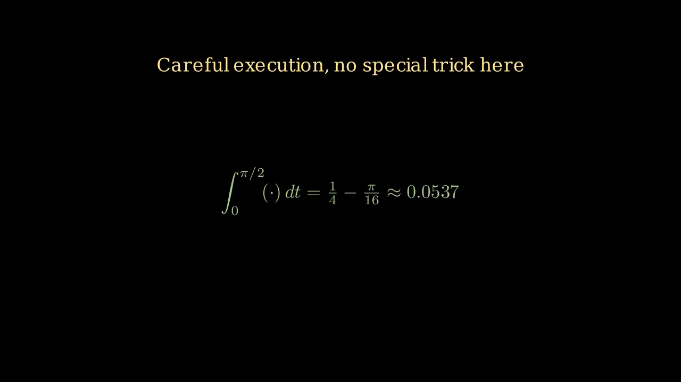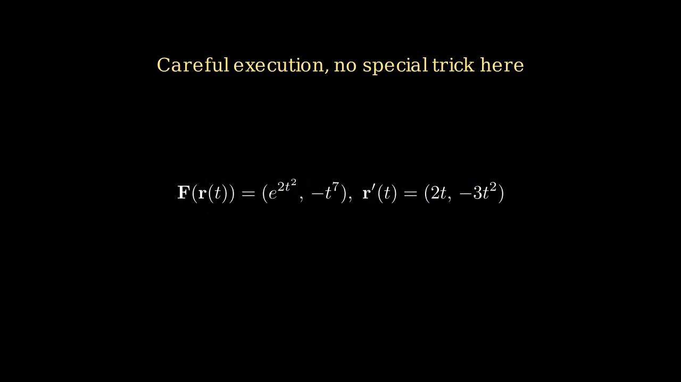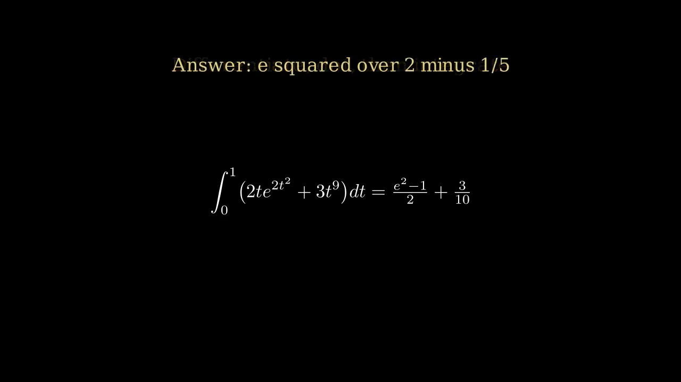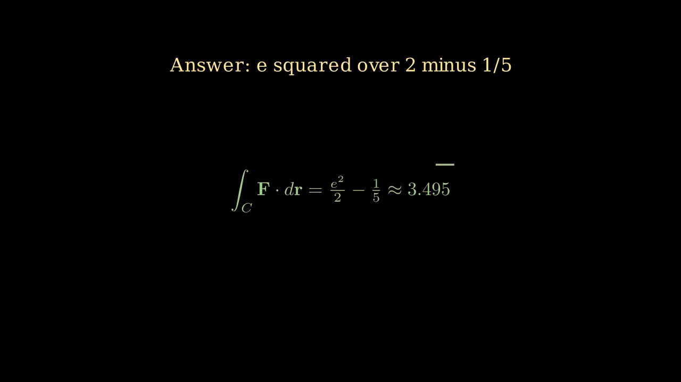Part E. Field F equals e to the 2x, x squared y. Curve r of t equals t squared, negative t cubed, for t between 0 and 1. Same method throughout. This one is pure careful execution, no special trick. Differentiate, dot, and integrate from 0 to 1. Answer: e squared over 2 minus 1/5, approximately 3.495.